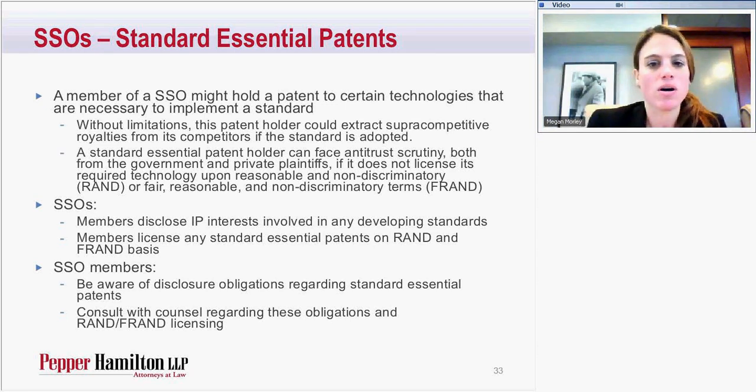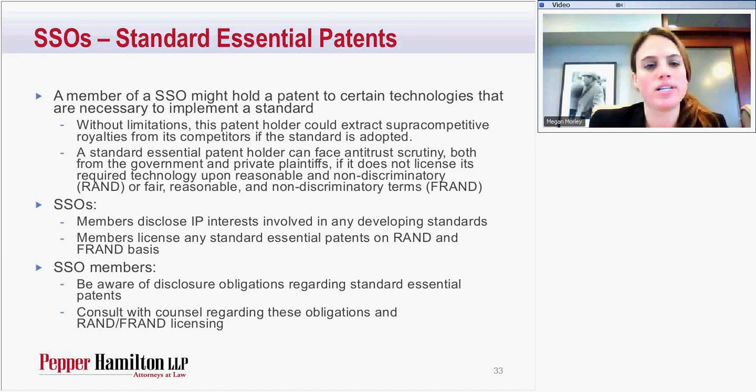And so the standard essential patent holders can face antitrust scrutiny, both from the government and private plaintiffs, if it does not license this required technology upon reasonable and non-discriminatory, which is known as RAND, or fair, reasonable, and non-discriminatory, FRAND terms.